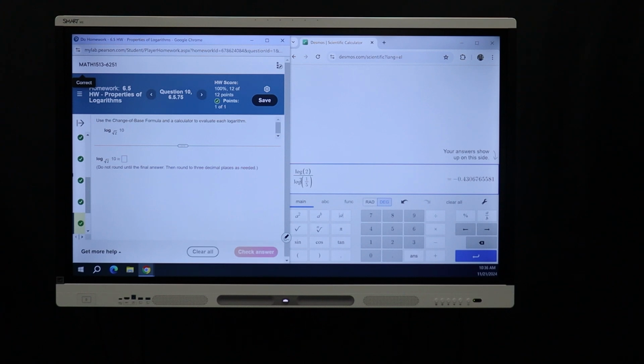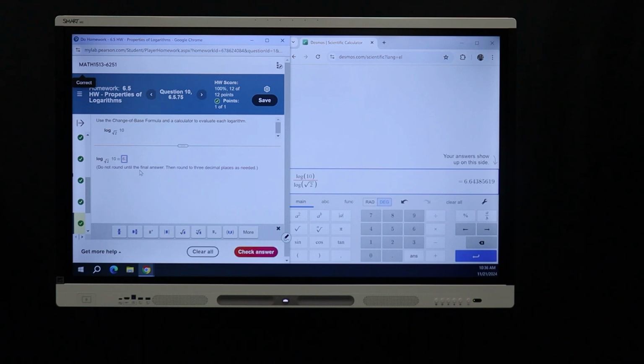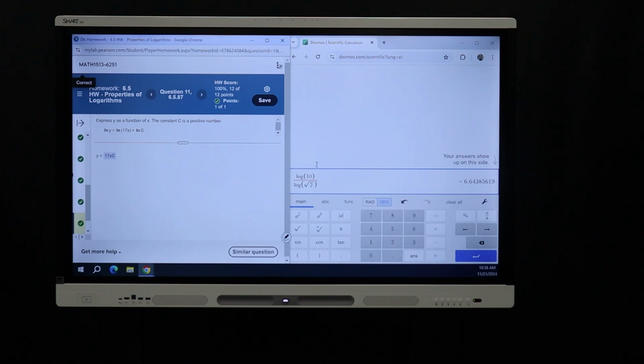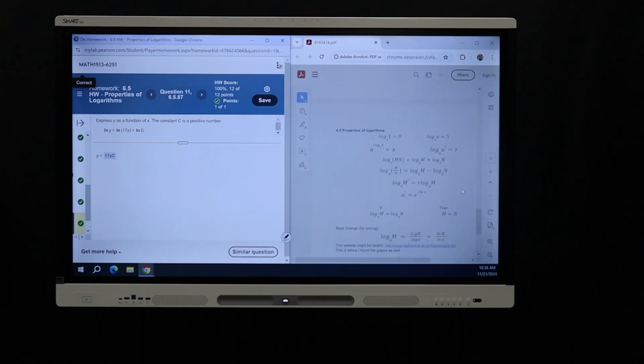Similar question. Okay. Big number is 10. Our bottom number is the square root of 2. Square root of 2. I have 6.6438, so I'm going to round that up. 6.644. Okay, and back to properties. I hate that that's shaded. I don't know what I've done.